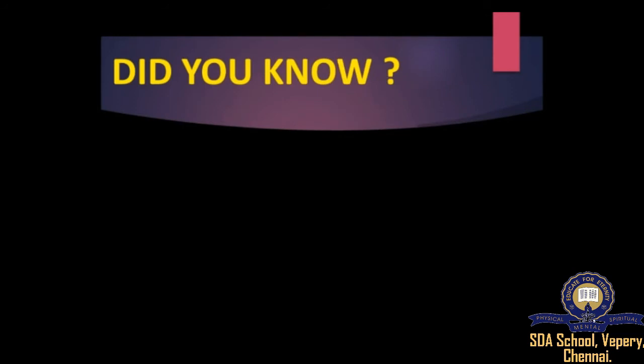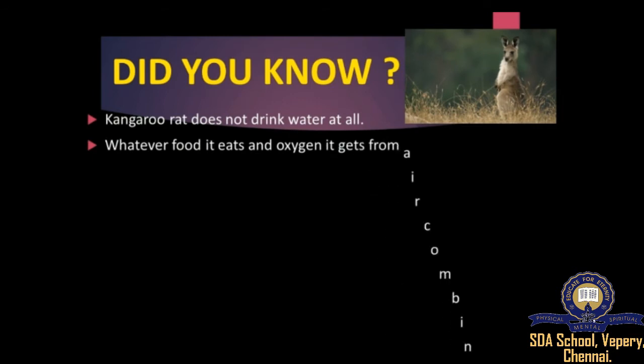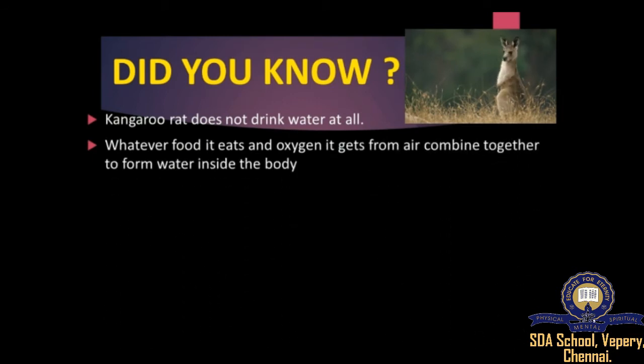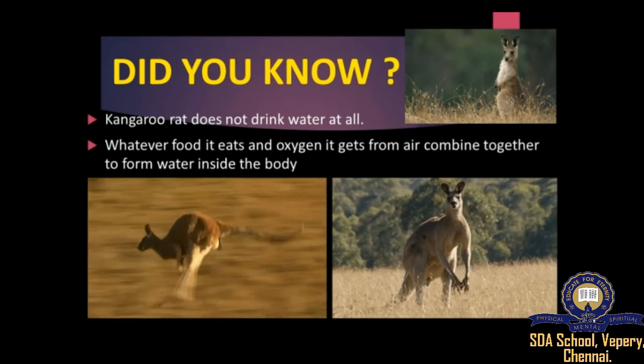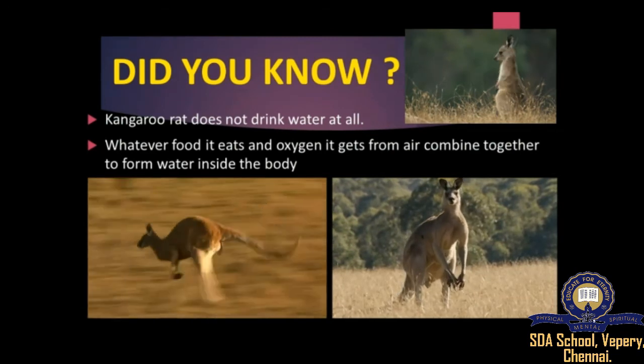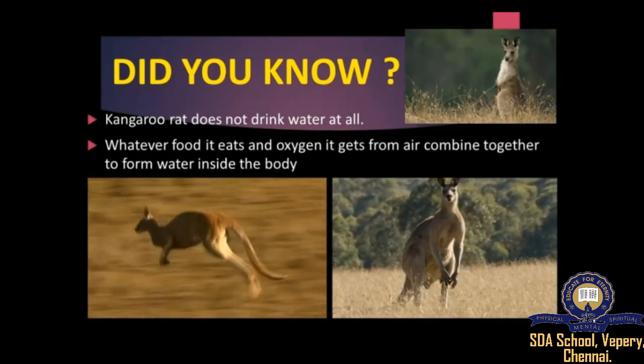Okay, so now we'll move on to the did you know. The kangaroo rat does not drink water at all. So whatever food it eats and oxygen it gets from the air combines together to form water inside the body. Okay, so this is the main characteristic or feature of a kangaroo rat. It does not drink water at all. Whatever food it eats and the oxygen it gets from the air combine together to form water inside the body. Okay, so this is the speciality of a kangaroo rat.